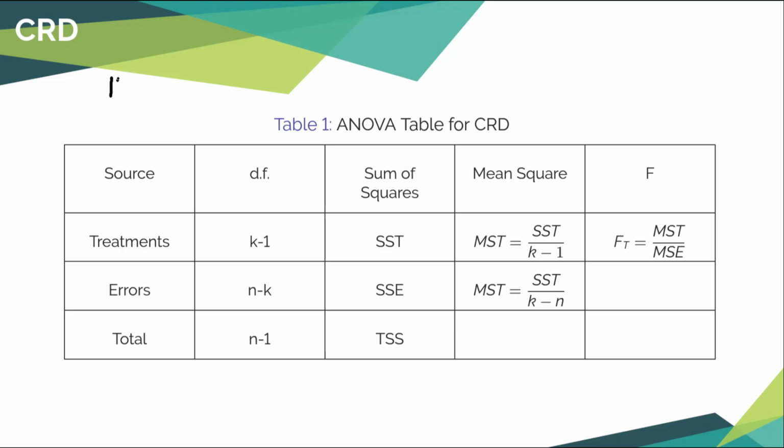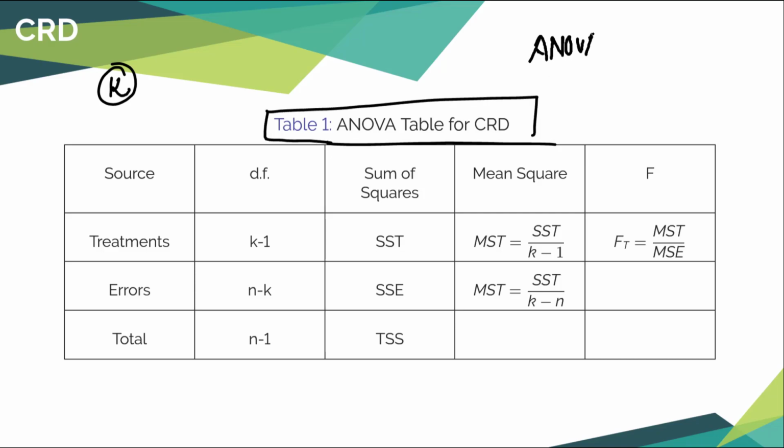So suppose you have k treatments. In that case, every experimental design, whether CRD or RBD or LSD, will have one thing called the ANOVA table. Now what is an ANOVA table? ANOVA stands for analysis of variance. As I have already mentioned, the design of experiment is based on the concept of analysis of variance. So the ultimate table is called an analysis of variance table.